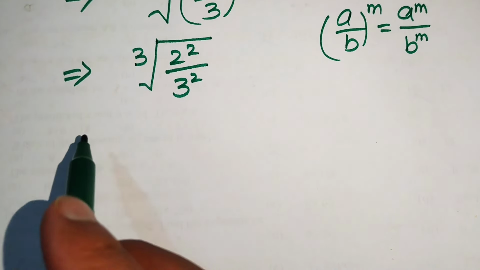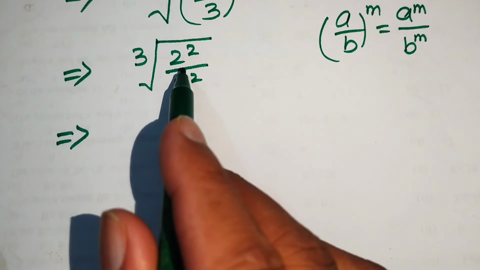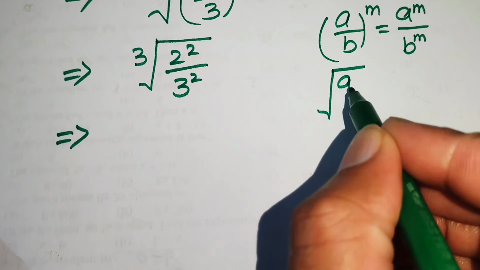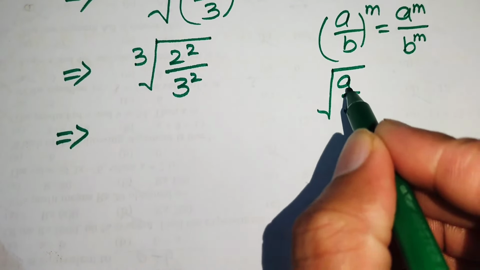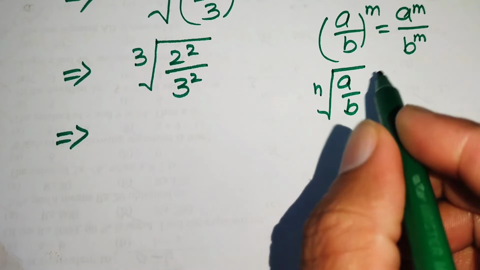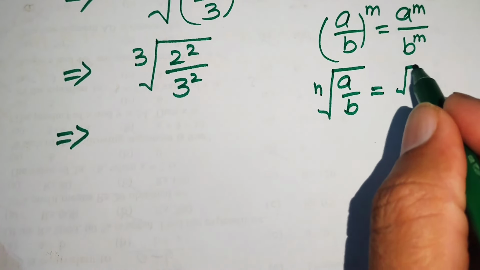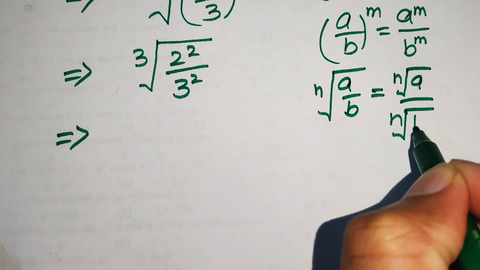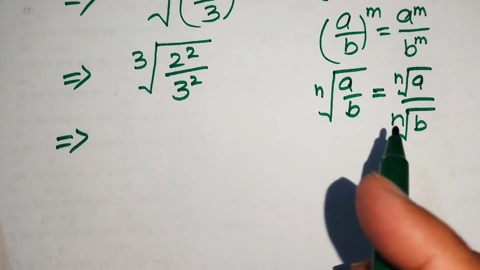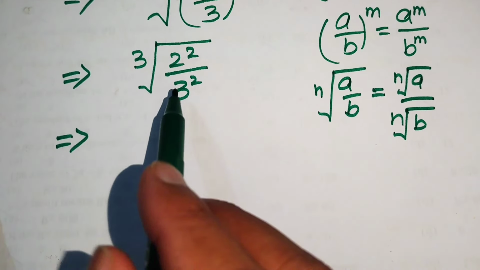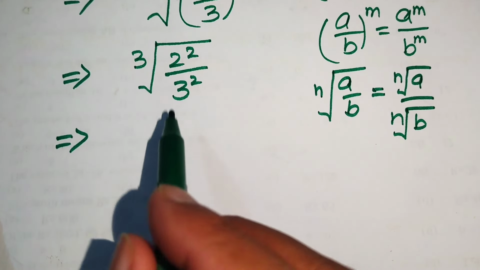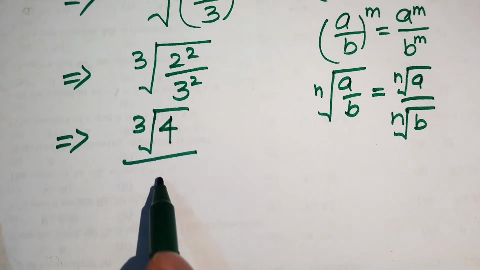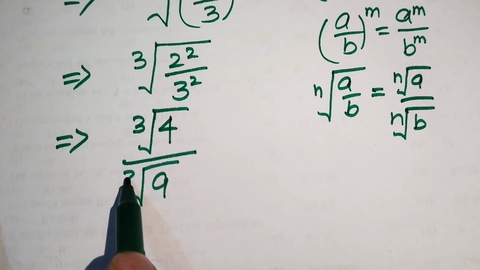And now in the next step we know about this 2 squared, and here we use another property of the radical sign. If you have the nth root of a over b, we write it as the nth root of a divided by the nth root of b. According to this property, we just break this cube root on both of these terms, and we write it as 2 squared equals 4 and its cube root, and 3 squared equals 9 and its cube root.